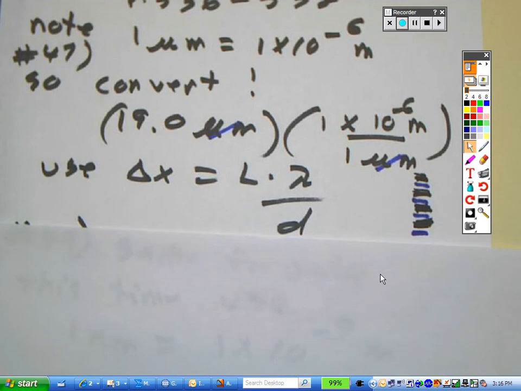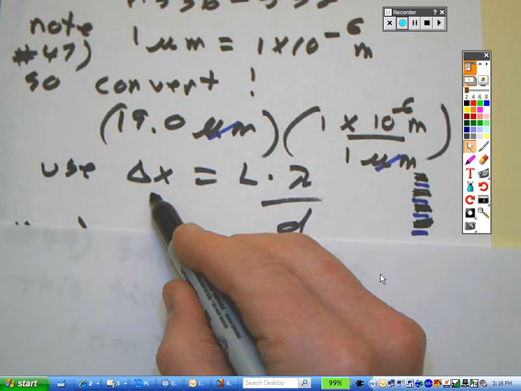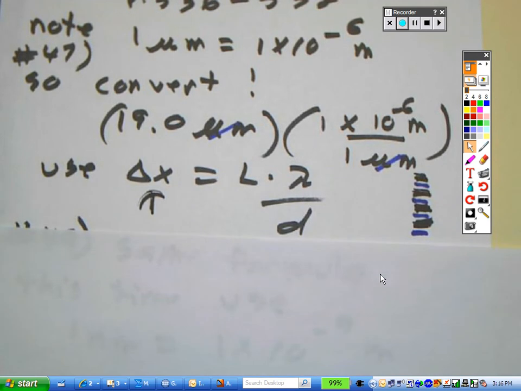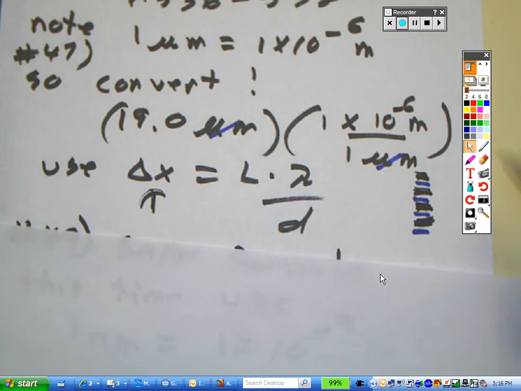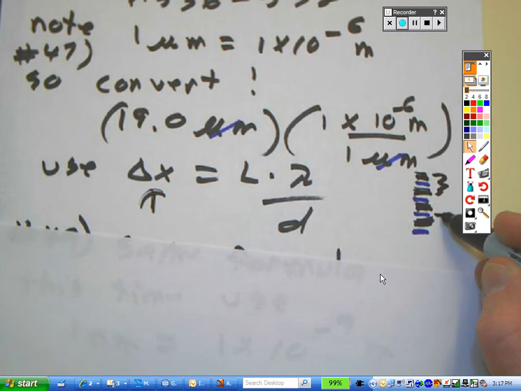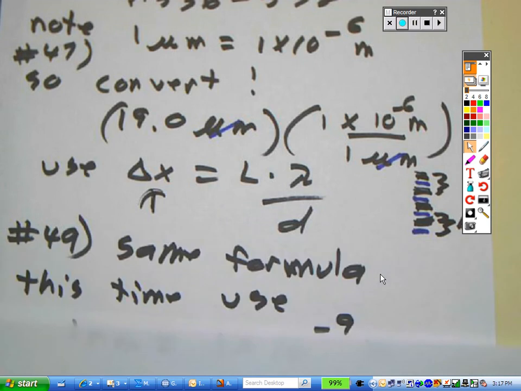What's important to realize is the distance delta x. Delta x is the distance between any node and its neighboring node, or it could be between any bright area and its neighboring bright area. So that's what delta x stands for in the formula. That won't be so hard.